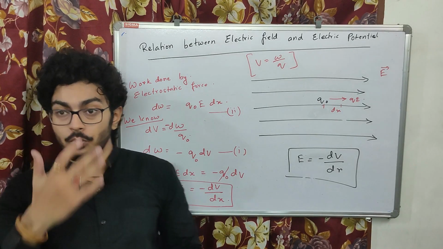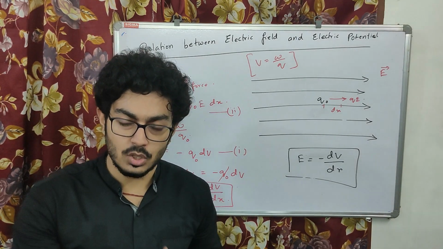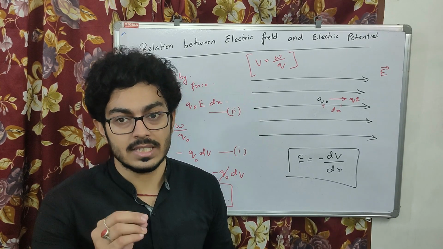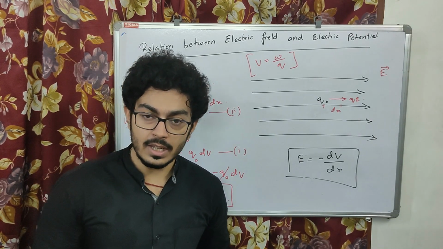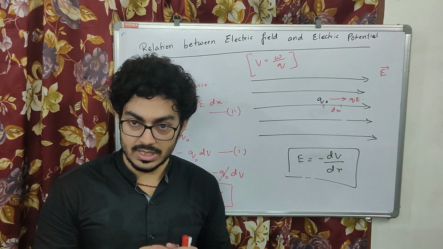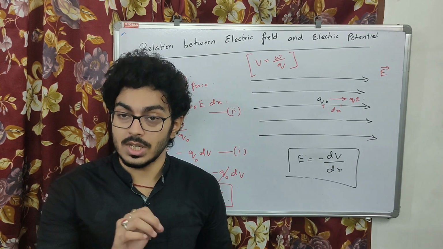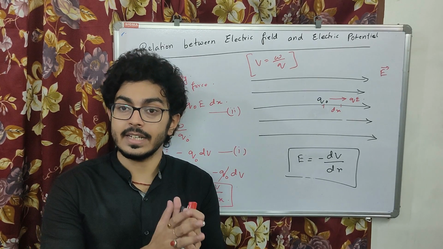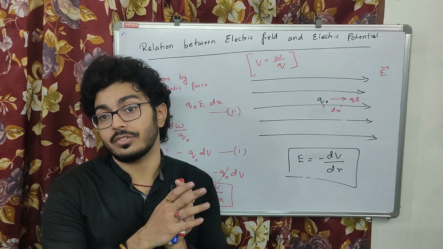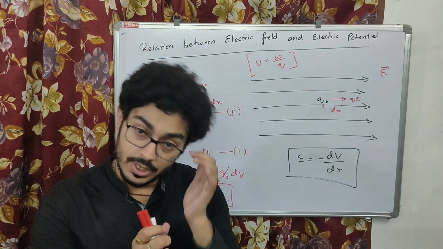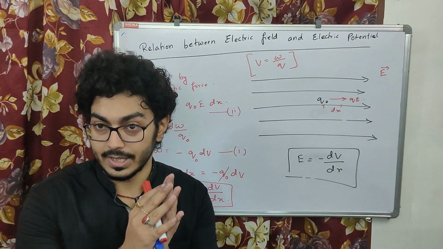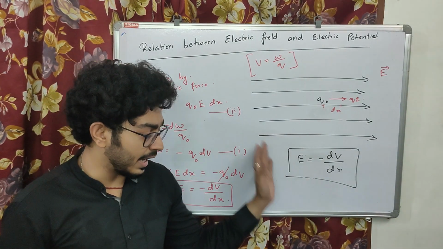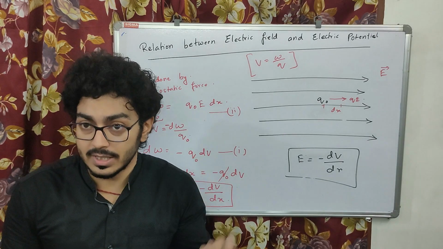But if you move a certain distance or in a certain direction where no amount of electric potential is changing, what can we say? If there is no change in potential with the change in displacement, then in that direction the electric field will be zero. This is a very important topic, and I am just trying to help you understand it.